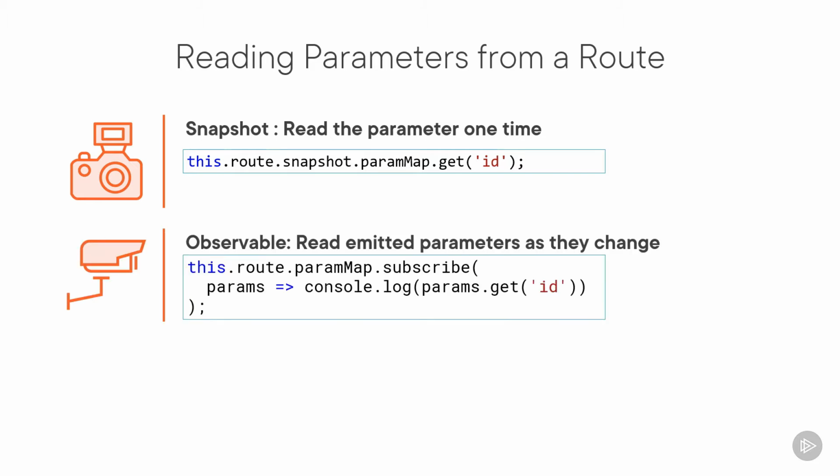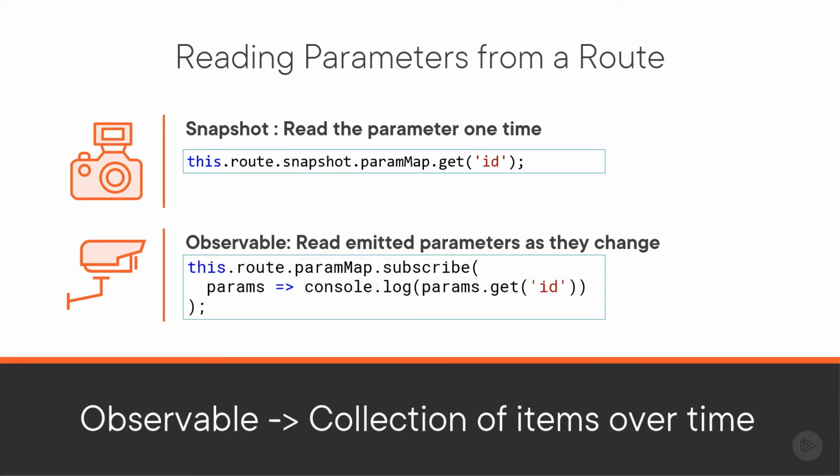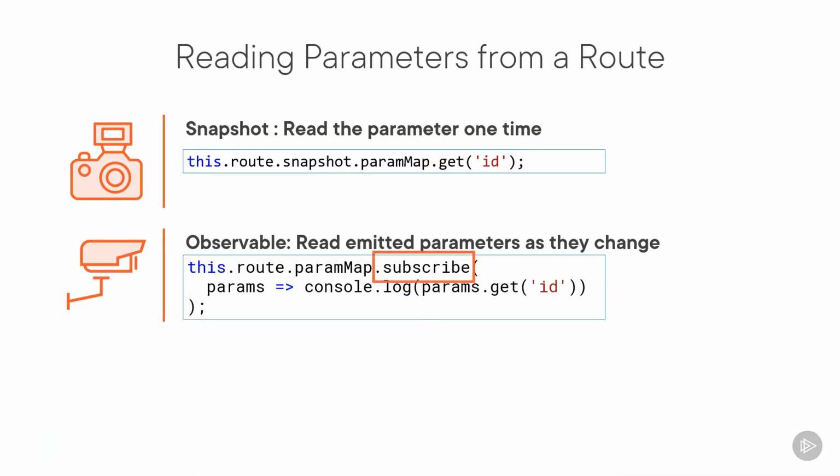If the component needs to read route parameters as they change, we use the param map observable. Recall from earlier in this course that an observable is a collection of items that occur over time. We subscribe to the observable to receive notifications every time the parameters change. If our product detail component had next and previous buttons, the route could change without leaving the product detail page. Then we'd use the observable to respond every time the route parameters changed. Check out the Angular routing course for more information on getting route parameters using an observable.